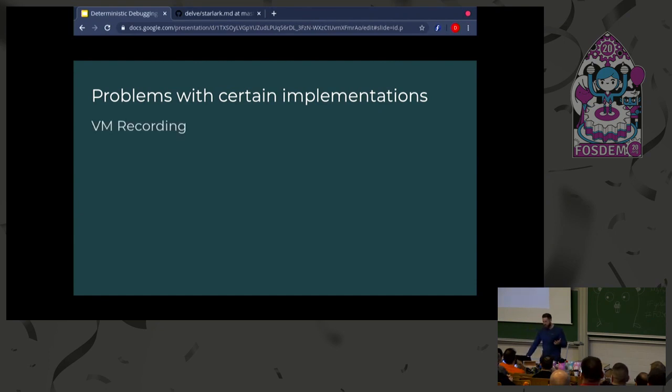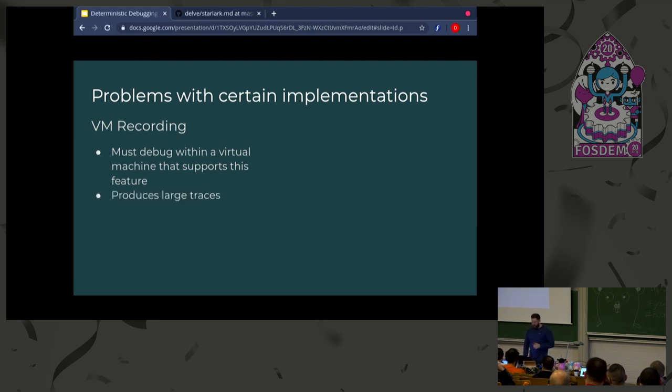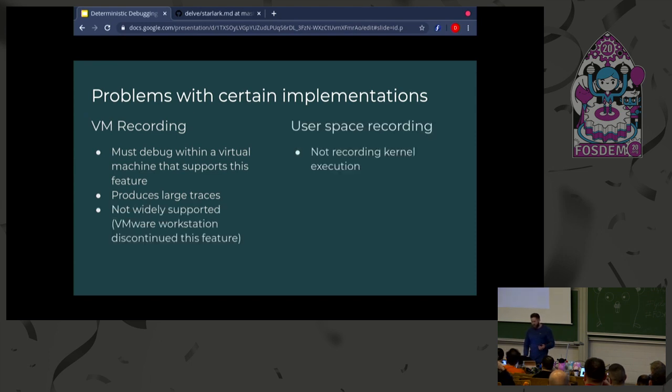As I mentioned, with VM recording, you have to debug within a virtual machine that supports it. That adds a lot of bloat, and not a lot of virtual machines actually support this. So it's really not portable and doesn't tend to work very well with your workflow, especially if you're on bare metal or just writing code on your laptop. You're probably not running it within a virtual machine. It produces large traces, a lot of bloat. It's not widely supported, as I mentioned.